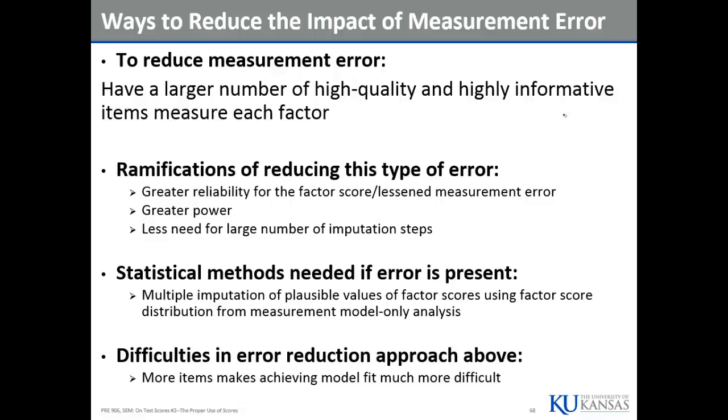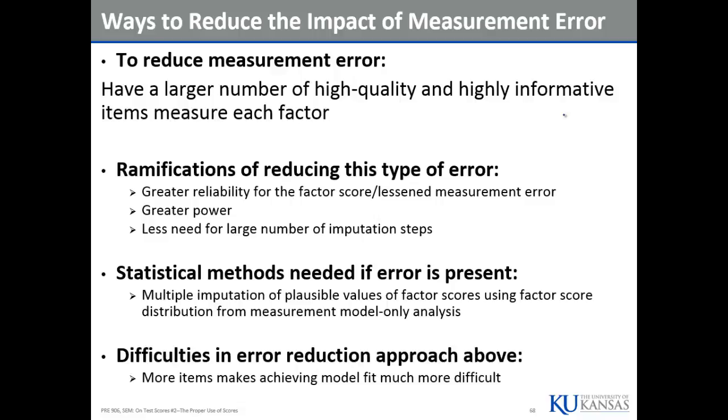To reduce measurement error, the only way to do so is to get more items that are high quality on your test, right? I showed you an example of 3 and 5 items. Not cool, right? Measurement error, to reduce it, more and more items. The closer you can get reliability to 1 is the converse of measurement error. It's measurement precision.